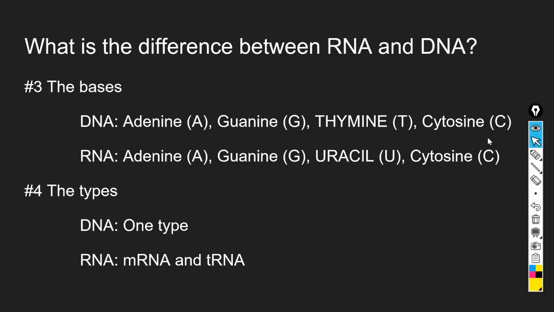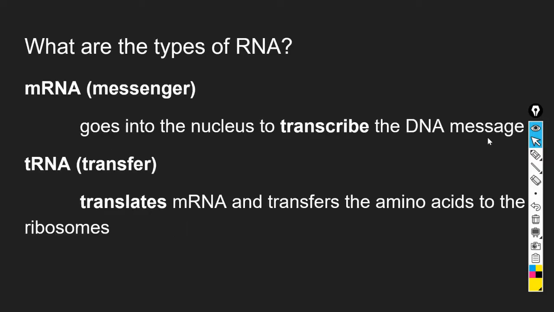The other difference is with DNA, there's only one type of DNA. With RNA, there are different types of RNA, and we're going to go into detail with those types and go over briefly what their role and function is within the cell. So with the types of RNA, you have mRNA, and that M stands for messenger RNA. And then you have tRNA, and that stands for transfer RNA.